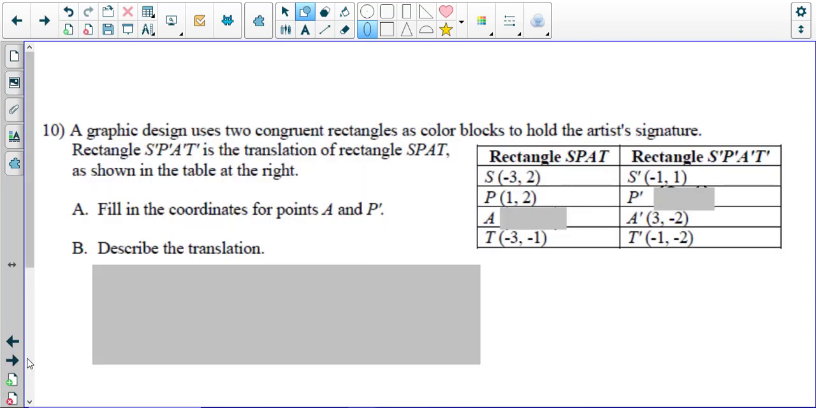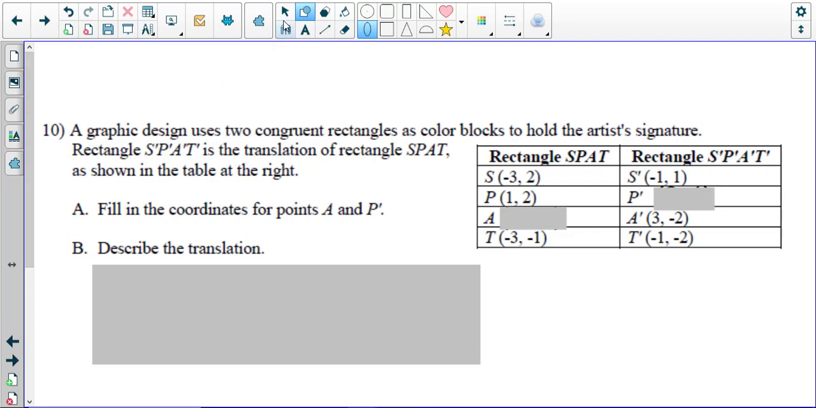All right, let's take a look at question number 10. A graphic design uses 2 congruent rectangles as color blocks to hold the artist's signature. Rectangle S prime, P prime, A prime, T prime is the translation of rectangle SPAT, as shown in the table at the right. Fill in the coordinates for points A and P prime, and then describe the translation.